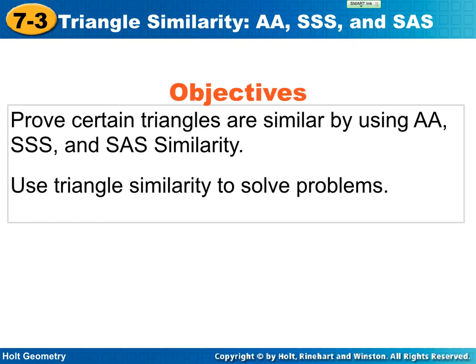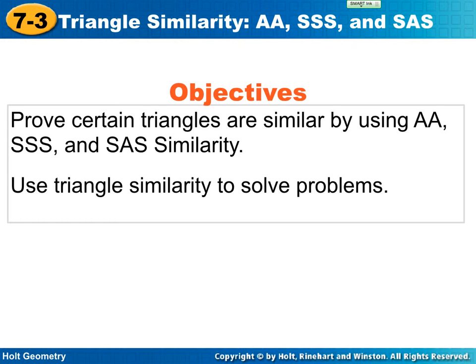Side-angle-side, where was the angle? In between the two sides. Same thing happens here. The angles have to be congruent, but the sides will be in proportion. So we have kind of the same things as what we had in congruence, but the big difference is the side relationship. The sides are in proportion. It's not that the sides are congruent.